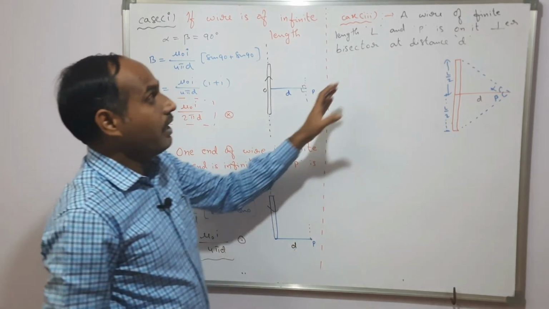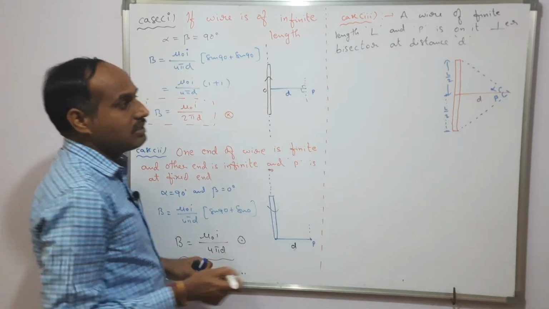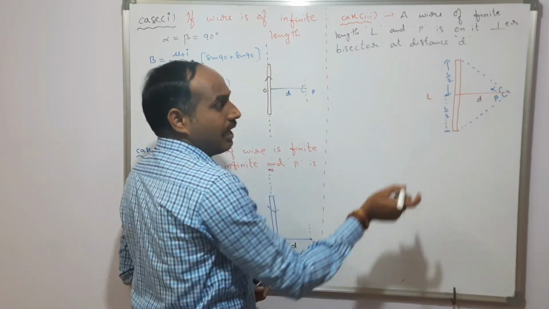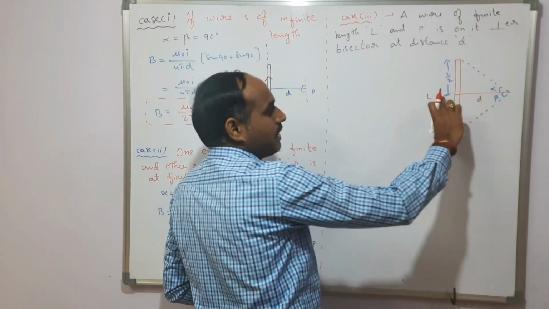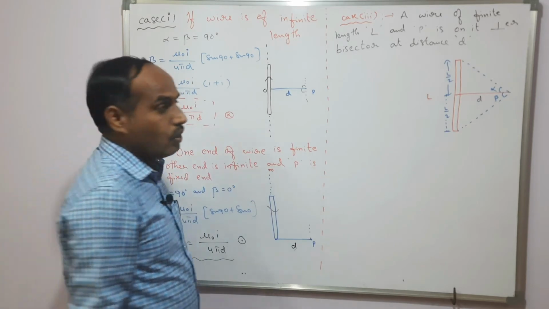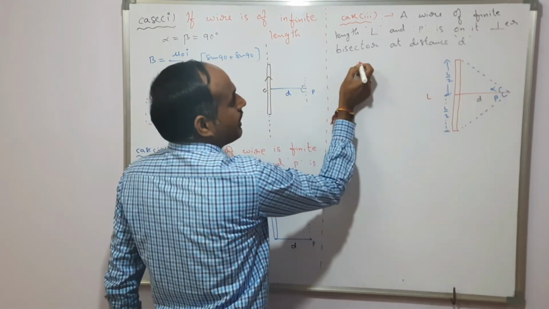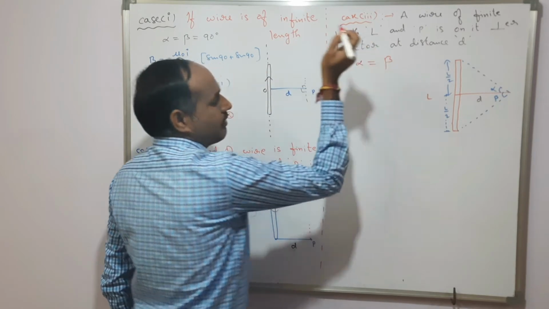So now we are coming to this third case, a finite length only, whose length is supposed to be L, so that at the perpendicular bisector, this part of the wire is L by 2 and the upper part is also L by 2. When these two lengths are equal, this alpha and beta are also equal.